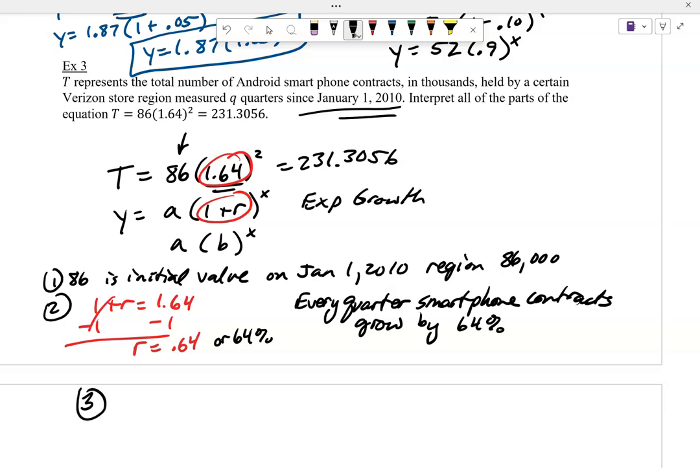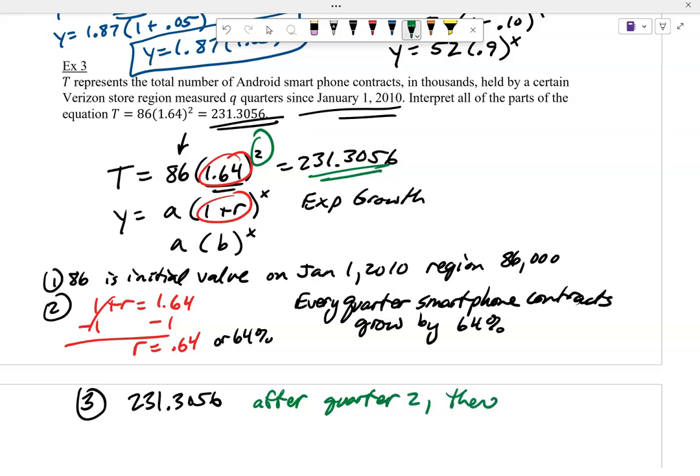Thirdly, they give us the total, 231.33056. Notice this is after Q 2, right? After the second quarter. Remember, this is in thousands. 231,305.6, so about 231,306 contracts is what this is telling us.